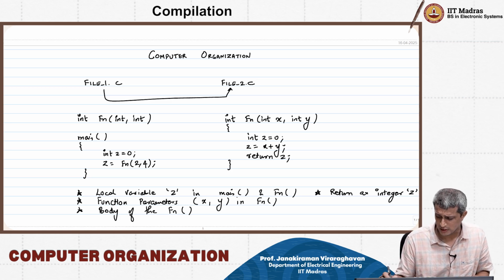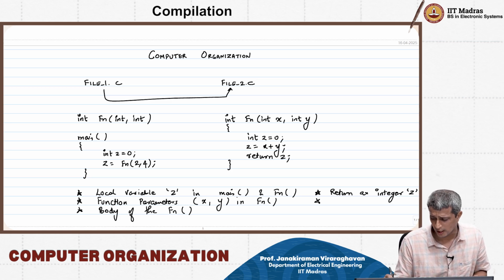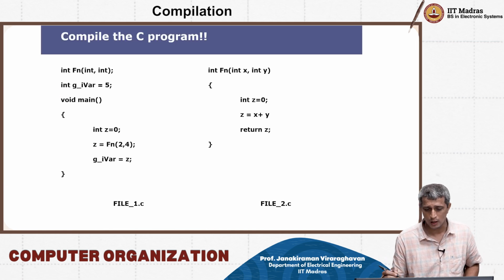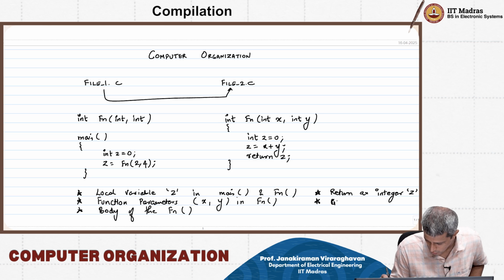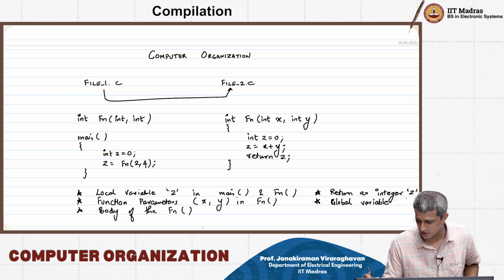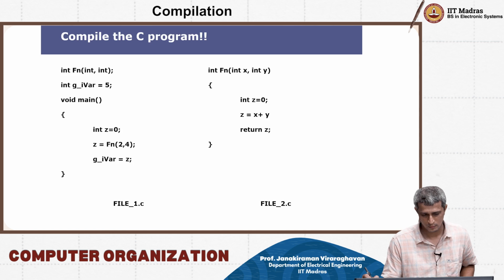Apart from this, obviously though I have not explicitly written it here, there is also a global variable, which is this g underscore i.